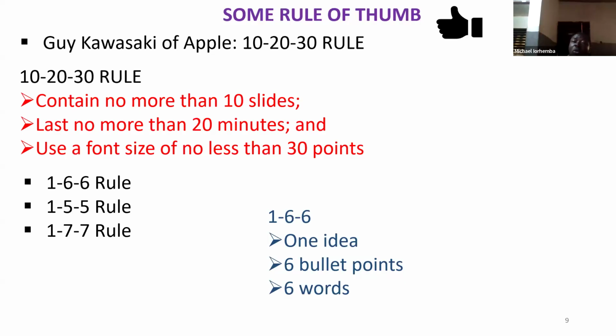The PowerPoint should not be a Word document. Don't pack your Word document and put it there. Just a few sentences, a few bullet points, and then you explain the bullet points. So it can be 166, it can be 155, it can be 177. But the central thing is one idea per slide. Yes, per slide.